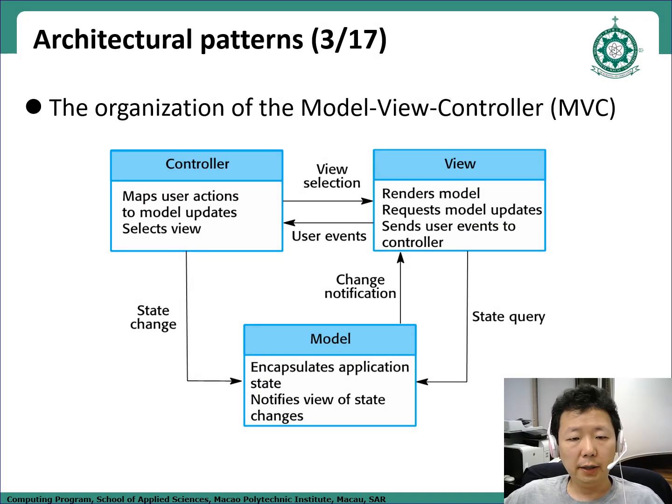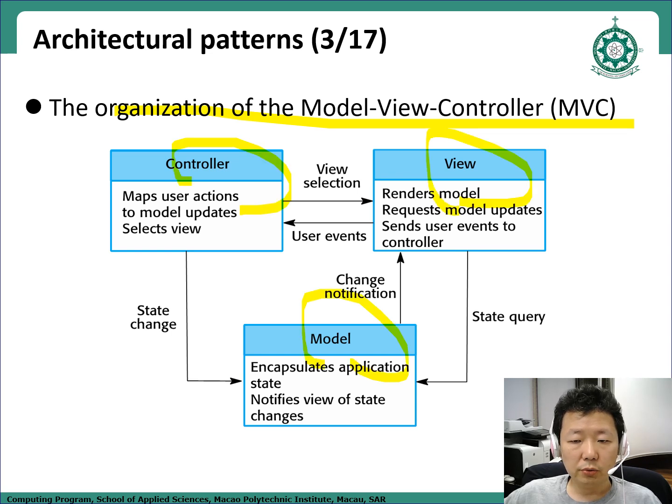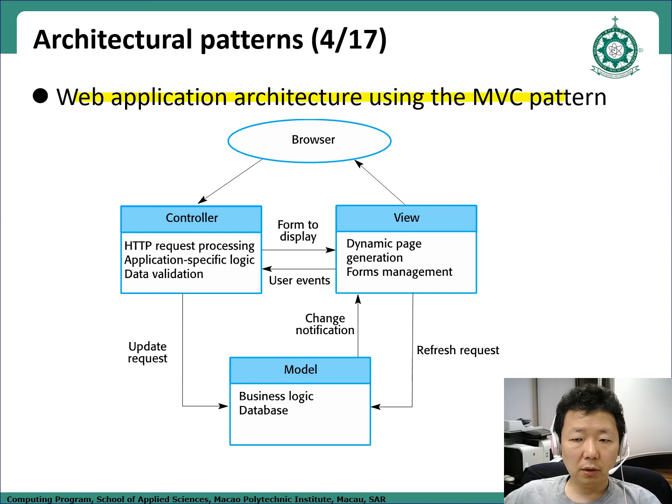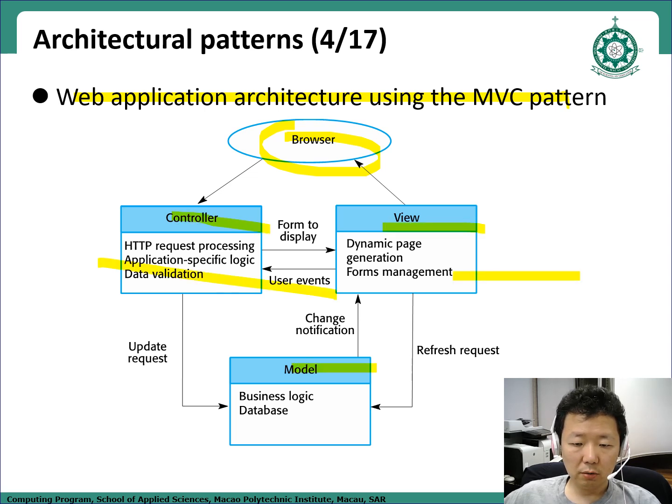Okay, and this one is the organization of MVC. They have a controller, models, and view, with interconnections between them, and it's more like a UML diagram. Right, and then a web application using the MVC pattern. So you again have the controllers, models, and view, and a browser on the top, and you can see what kind of thing is needed for the controller, view, and the model.